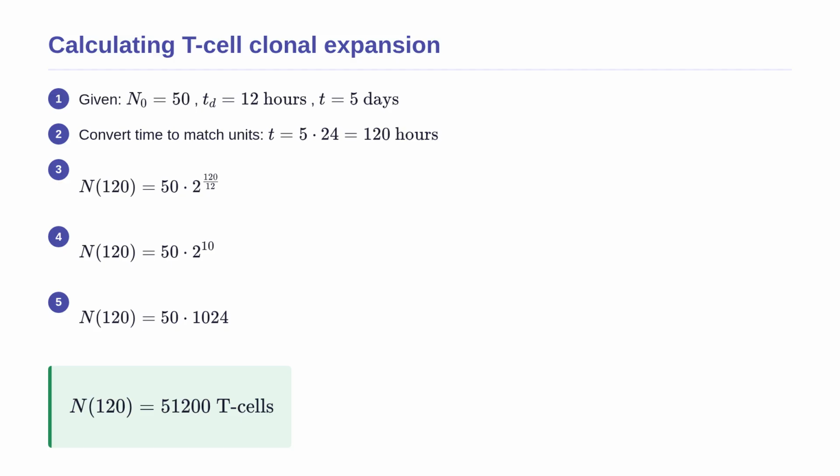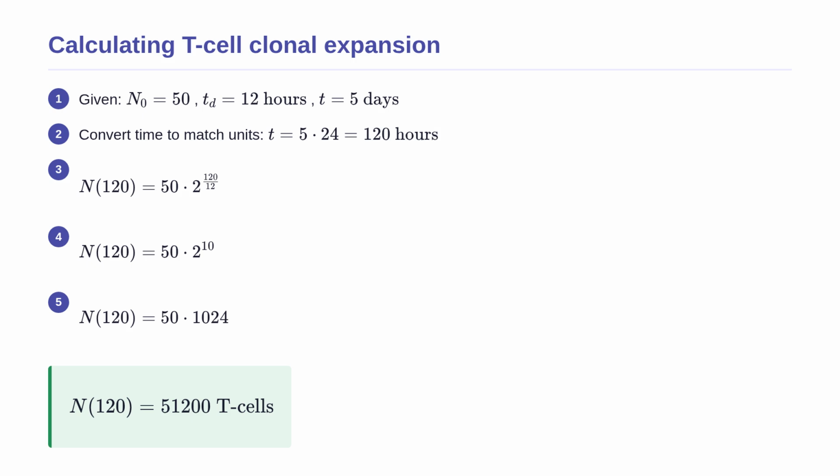Let us apply this exponential growth formula to a real scenario. A patient is infected with a novel virus. Initially, only 50 specific T cells recognize the antigen. They divide with a doubling time of 12 hours. We need to find the total army size after 5 days.